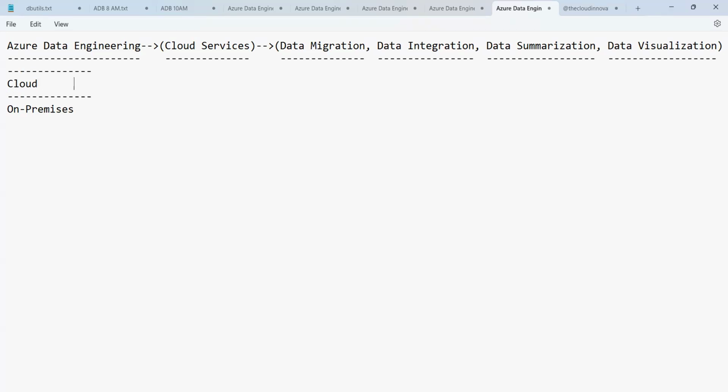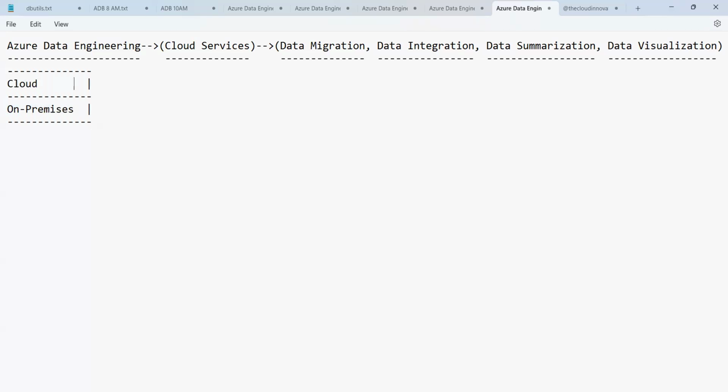First of all, what is the cloud, and the next one, what is on-premises? What is a cloud and what is an on-premises? Let's try to understand the same, guys.